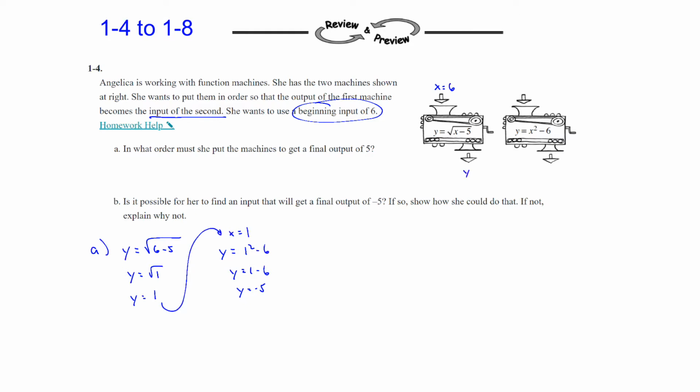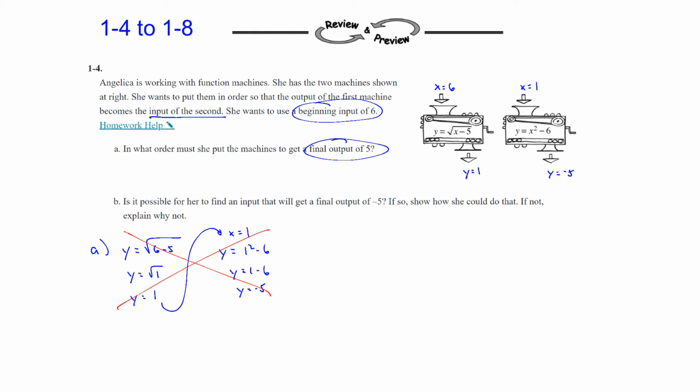So it would look like this. x equals 6, we get an output of y equals 1. Then that gets plugged back into the second machine and gives us an output of y equals negative 5. We're wanting a final output of 5. So it doesn't appear from our work that this one is going to work.